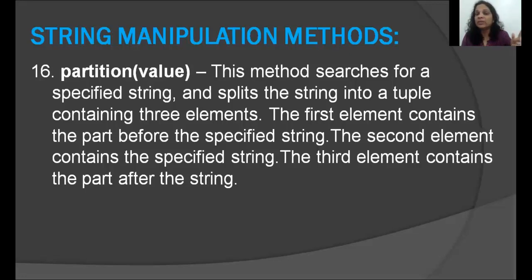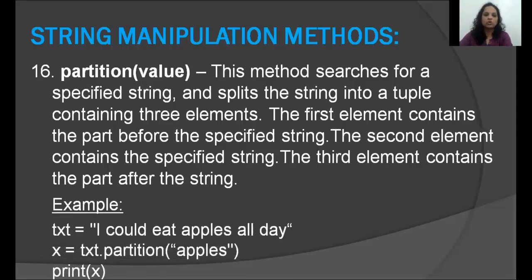So it's not like split. Split could divide the string into 4 words, 10 words, 15 words, depending upon your splitting factor. Here, partition will only divide the string into 3 strings or 3 substrings. And it gives you the answer not in a list, but in a tuple. We had learned a list is represented with square brackets, a tuple is represented with round brackets. So let me show you an example here.